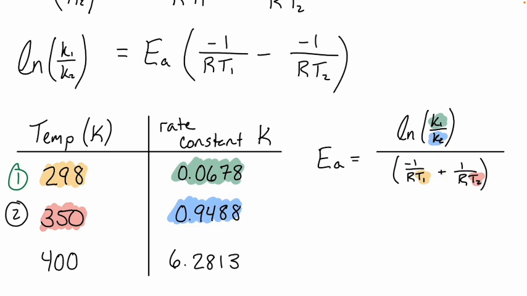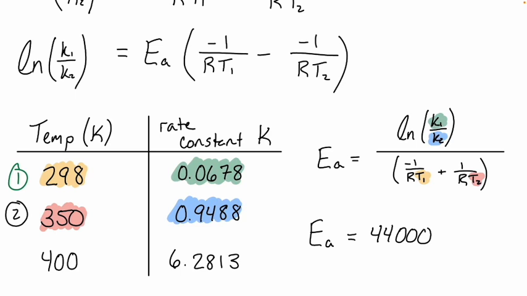If you get a negative activation energy, something went wrong. Activation energies, unlike free energies, which can be positive or negative, are always positive. So if you got a negative number, go back and look at your work here. What I get is an activation energy of 44,000. So we got a big number here.